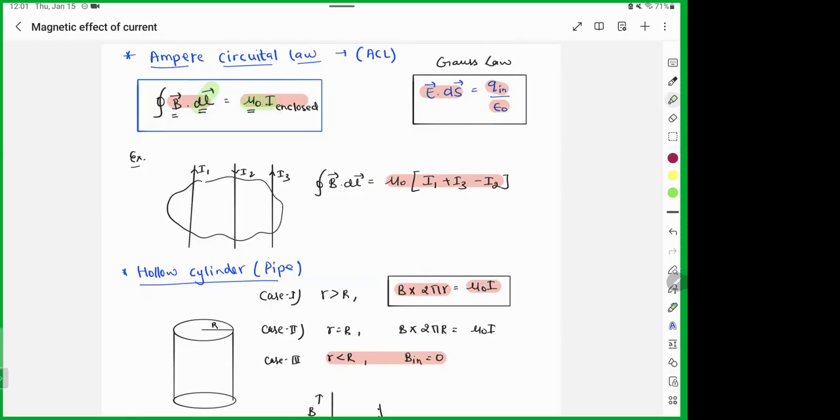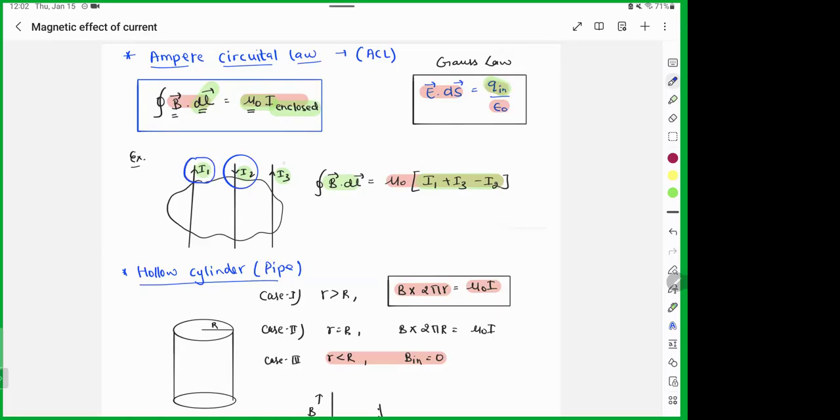Current present inside the magnetic field. Just as charge was present inside the system, current should be present inside the loop. Example, in this case, you have three different currents along a surface. So it will be B dot dl equal to I1 minus I2 plus I3. But you look at the direction. I1 and I3 are in the same direction, I2 is not. It is going down, and I1 and I3 are going up. That's why it is given in negative.